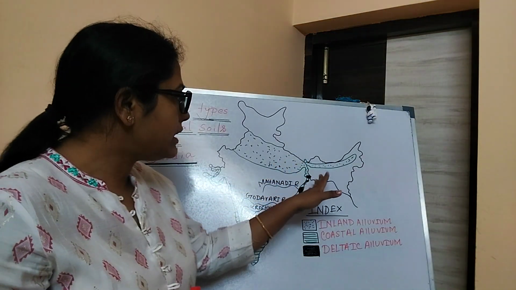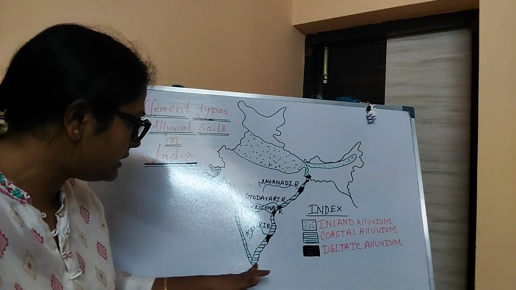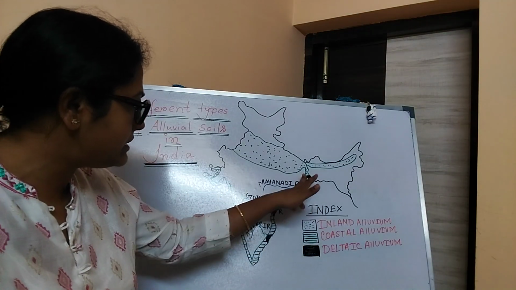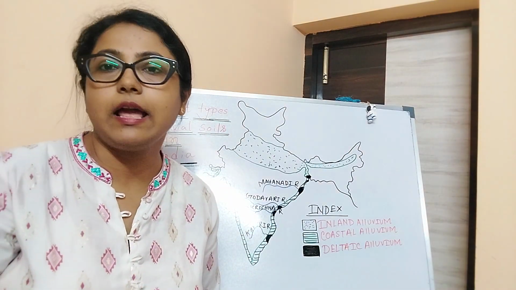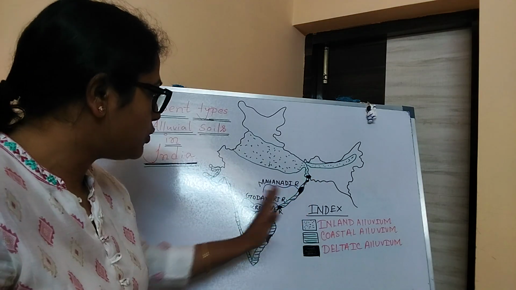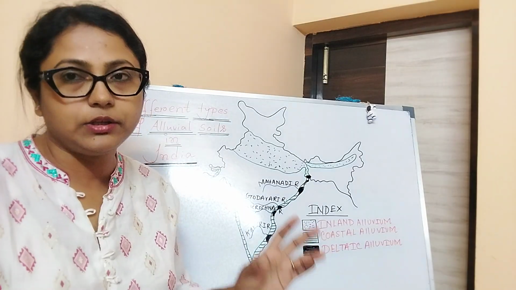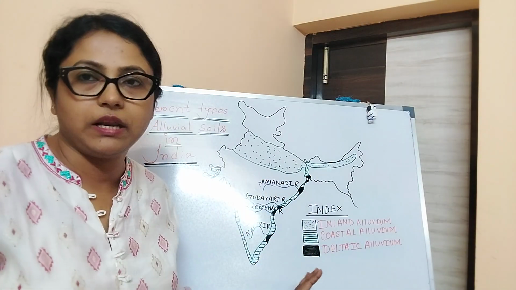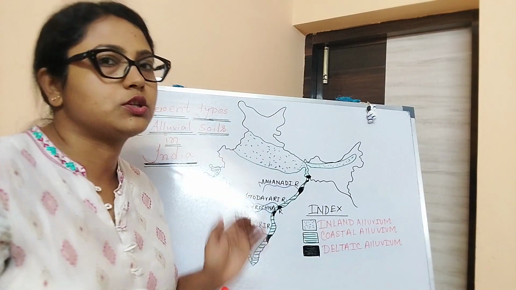So the next one is the coastal alluvium. Where is it found? See this index. This is the western coast and the eastern coast region. Here the coastal alluvium soil is found. Okay, so along the west coast and the east coast. Mostly coastal alluvium is wider in the east coastal plain, because you know the east coastal plain is wider than the west coastal plain.